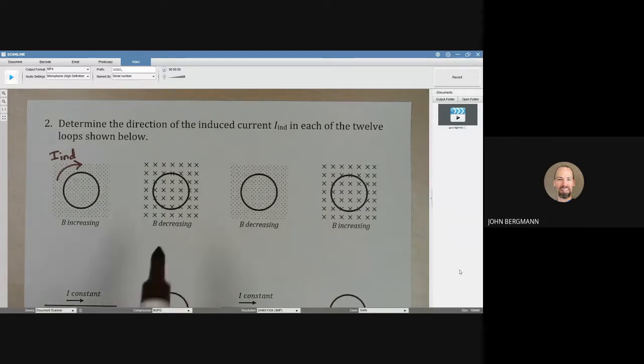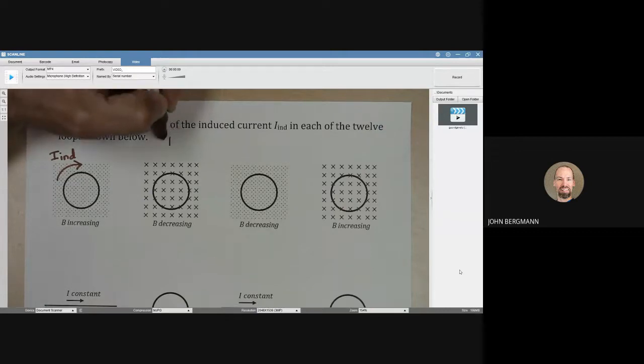Here, the magnetic field is directed into the page, but it's getting weaker. And basically, nature says, okay, shall I put it up here?